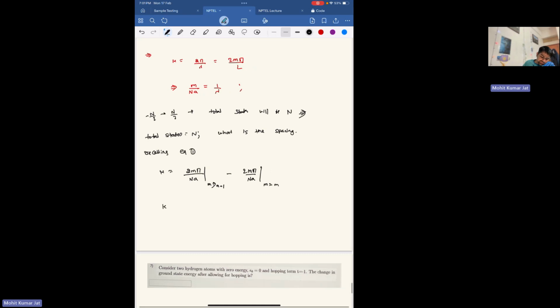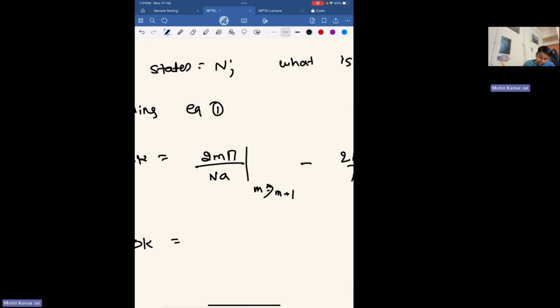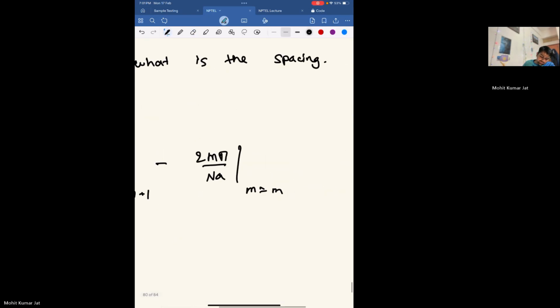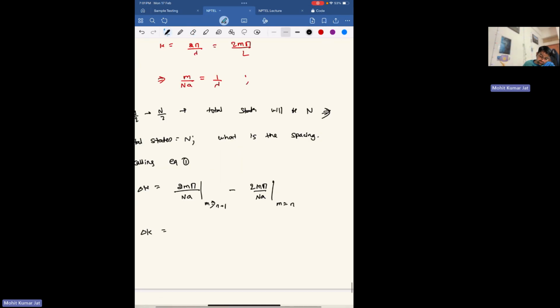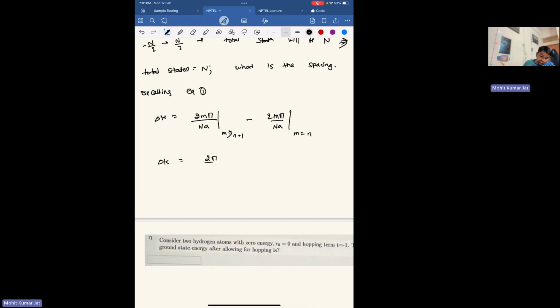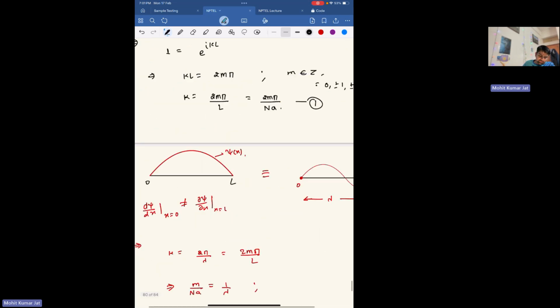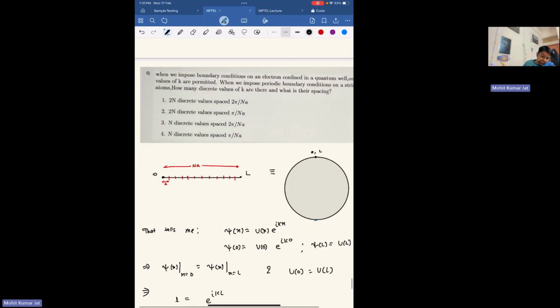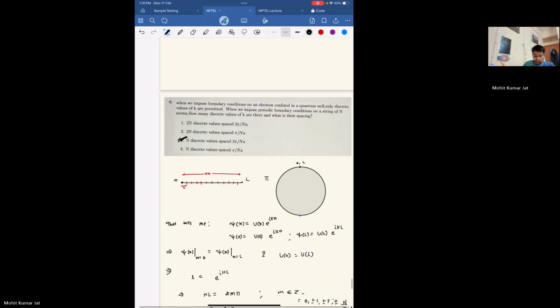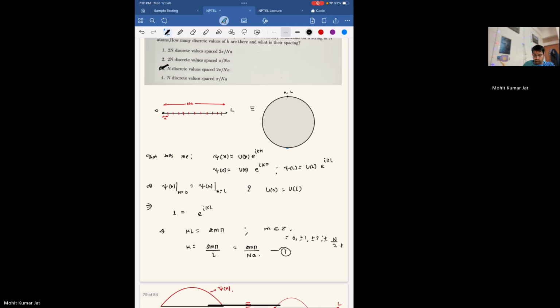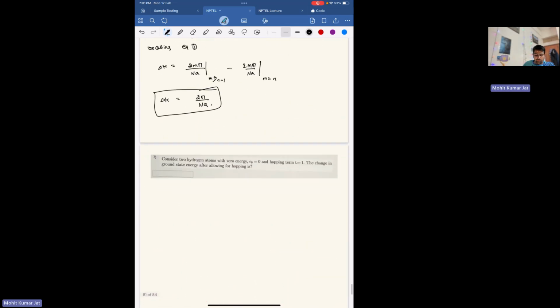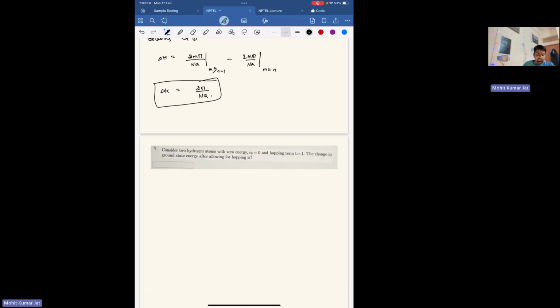And that will give delta k. Let me write, m goes to m plus 1, it will be less confusing. So that will be 2 pi by NA. The total number of states will be n, and the spacing between adjacent states is 2 pi by NA. Let's see if any option is there. Yes, discrete values with spacing 2 pi by NA. So this question is done.